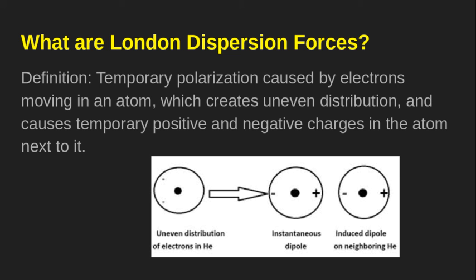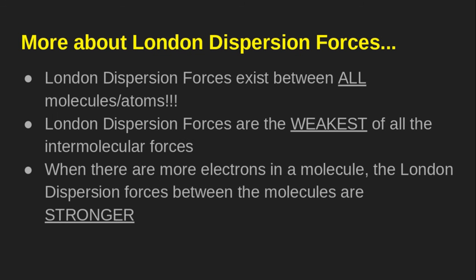Then this same thing happens to other atoms or other molecules in the substance, and the temporary positive and negative ends are attracted to each other, creating some attraction between the molecules. London dispersion forces exist between all molecules, whether they're polar or nonpolar. Also, London dispersion forces are the weakest of all the intermolecular forces, which is why they're able to exist even in nonpolar molecules.